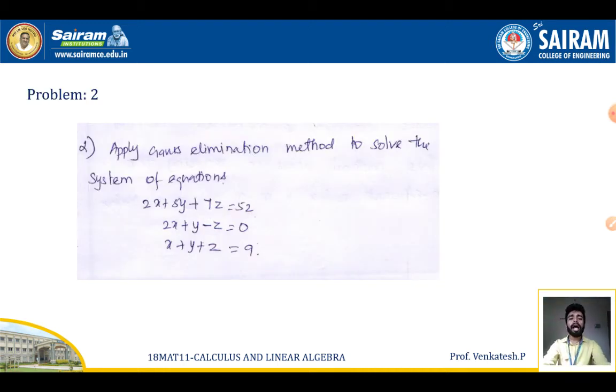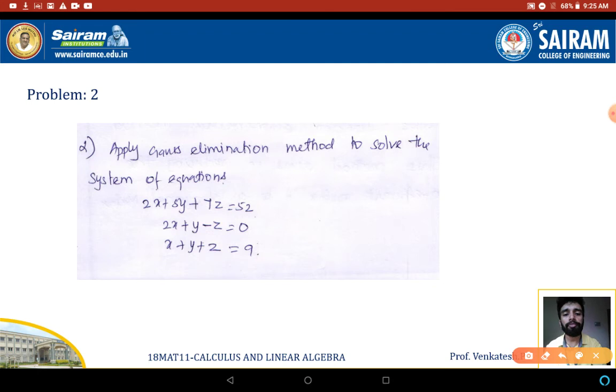Next example: apply the Gauss elimination method to solve the system of equations 2x plus 5y plus 7z is equal to 52, 2x plus y minus z is equal to 0, x plus y plus z is equal to 9. So now, same thing again. From this we have to frame the system of equations in the Ax is equal to B form. So let me frame that.